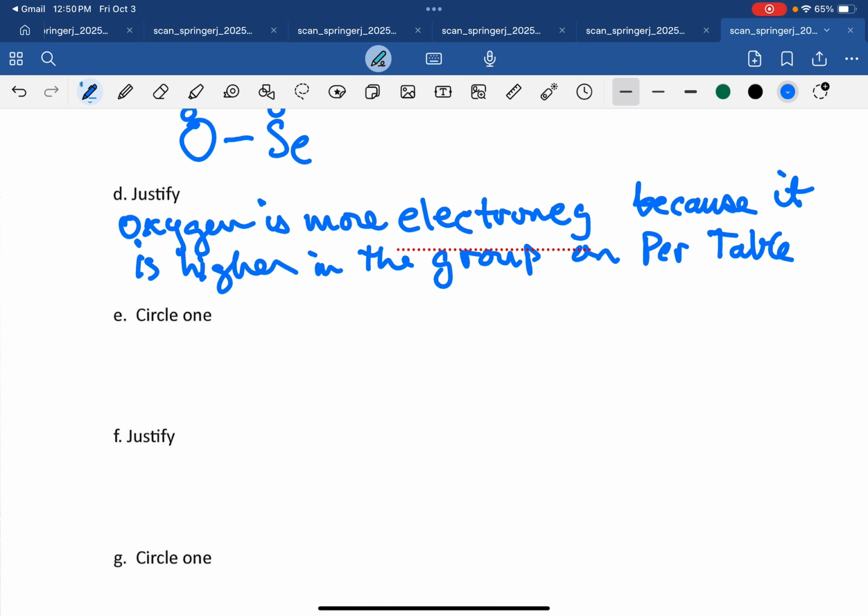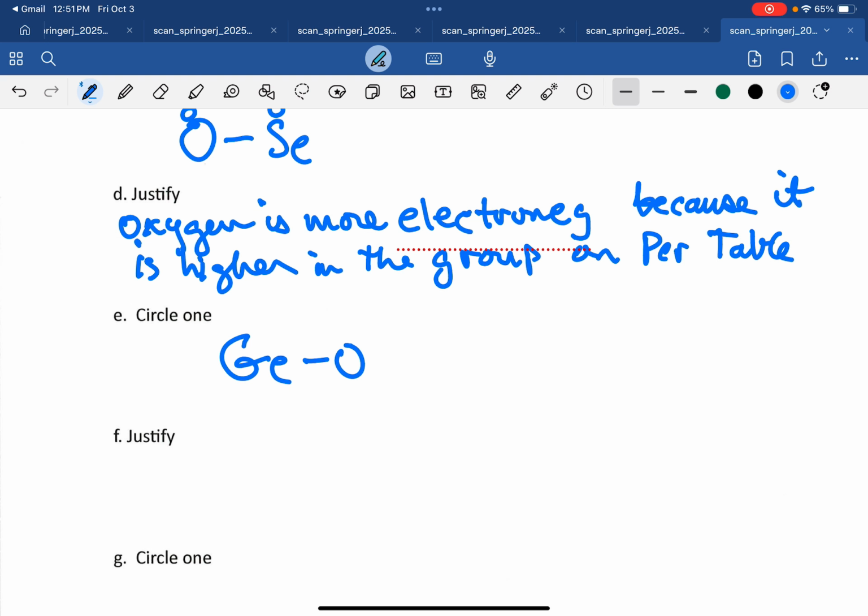Letter E, we've got greatest dipole moment. The greatest dipole moment will be the ones that are the farthest apart on the table. And they're all three connected to O. So which is farther from O, carbon, germanium, or nitrogen? It's clearly germanium. That's the one we're going to circle.